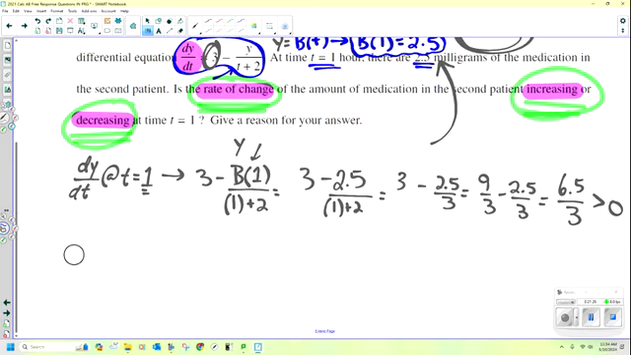Let's do this in a different color. I like black and gray, those neutral colors. They complement each other really nice.